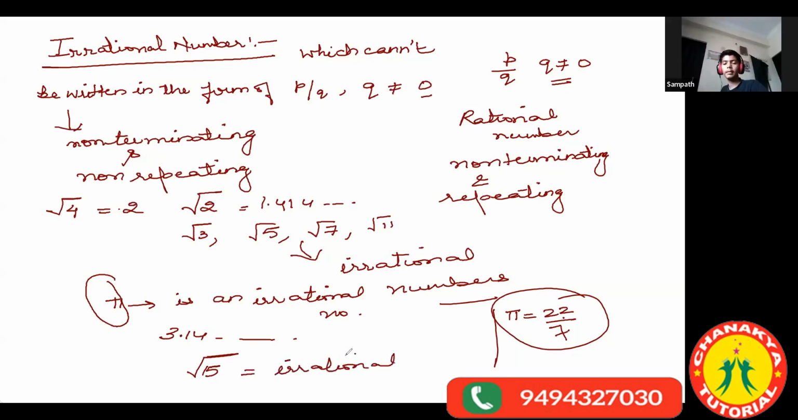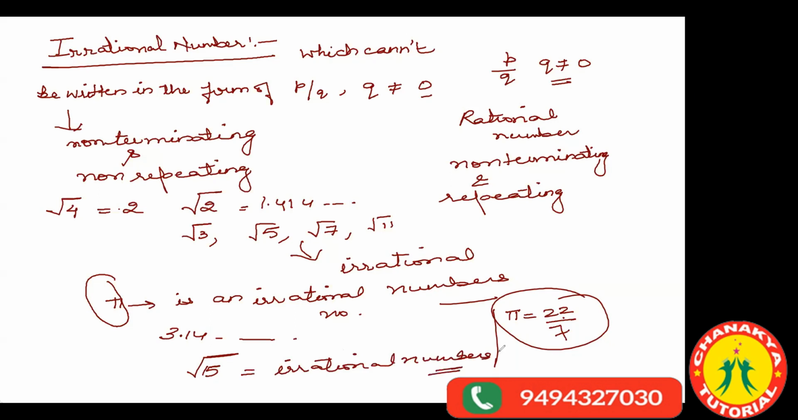Ma'am, so pi can be both irrational and rational number. I am telling you the difference between this, okay? Yes, ma'am. Yes, children, have you understood, beta? Ma'am, I didn't understand about the pi. Yes, beta, this thing I'm explaining. Okay? Okay, ma'am.